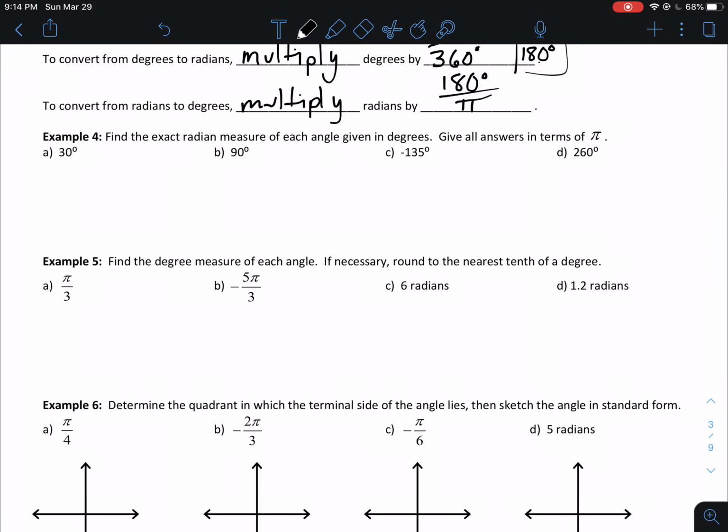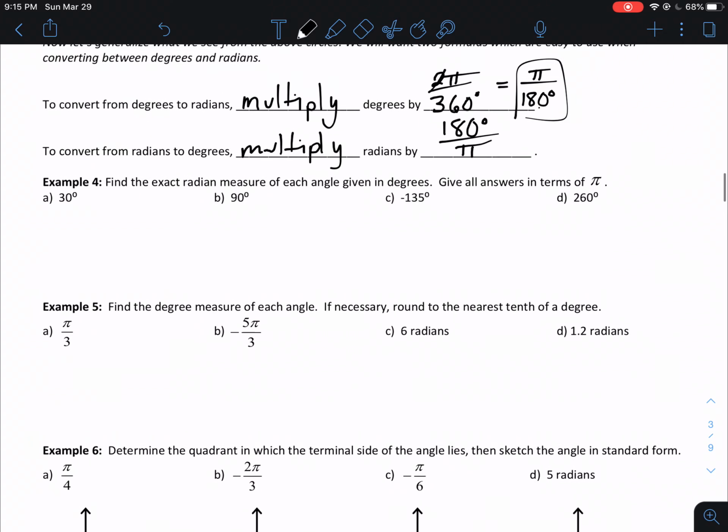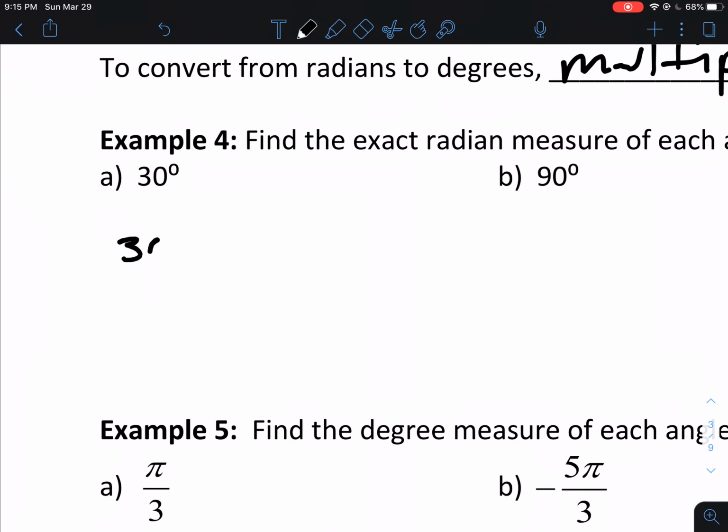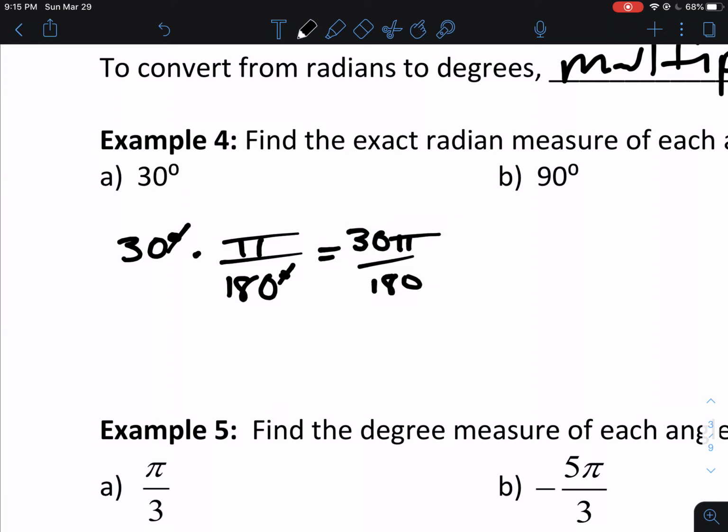Okay, so example 4. Find the exact radian measure of each angle given in degrees. Give all of your answers in terms of pi. So, again, to convert from degrees to radians, we're going to multiply by pi over 180. So for 30 degrees, multiply by pi divided by 180 degrees. And if you're doing it right, what you'll end up with is the degrees will cancel, and you get 30 pi over 180.